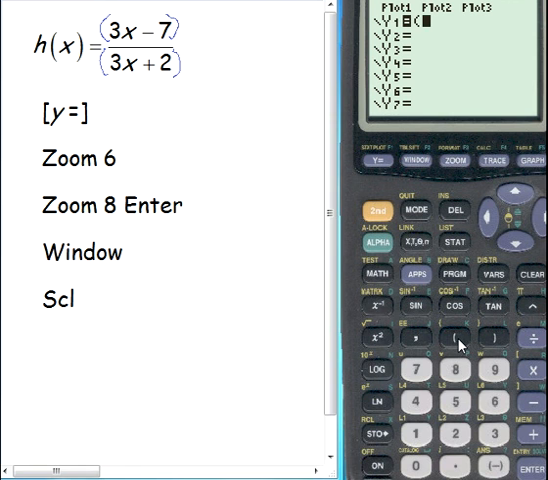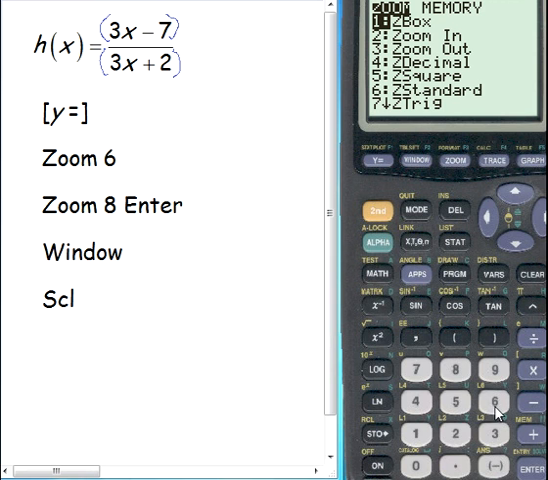Let's open parentheses and then 3x minus 7, close parentheses, divided by, open parentheses, 3x plus 2, and close parentheses. Now when we go to graph this, we usually hit Zoom 6 first to get the graph into the standard 10 by 10 window.